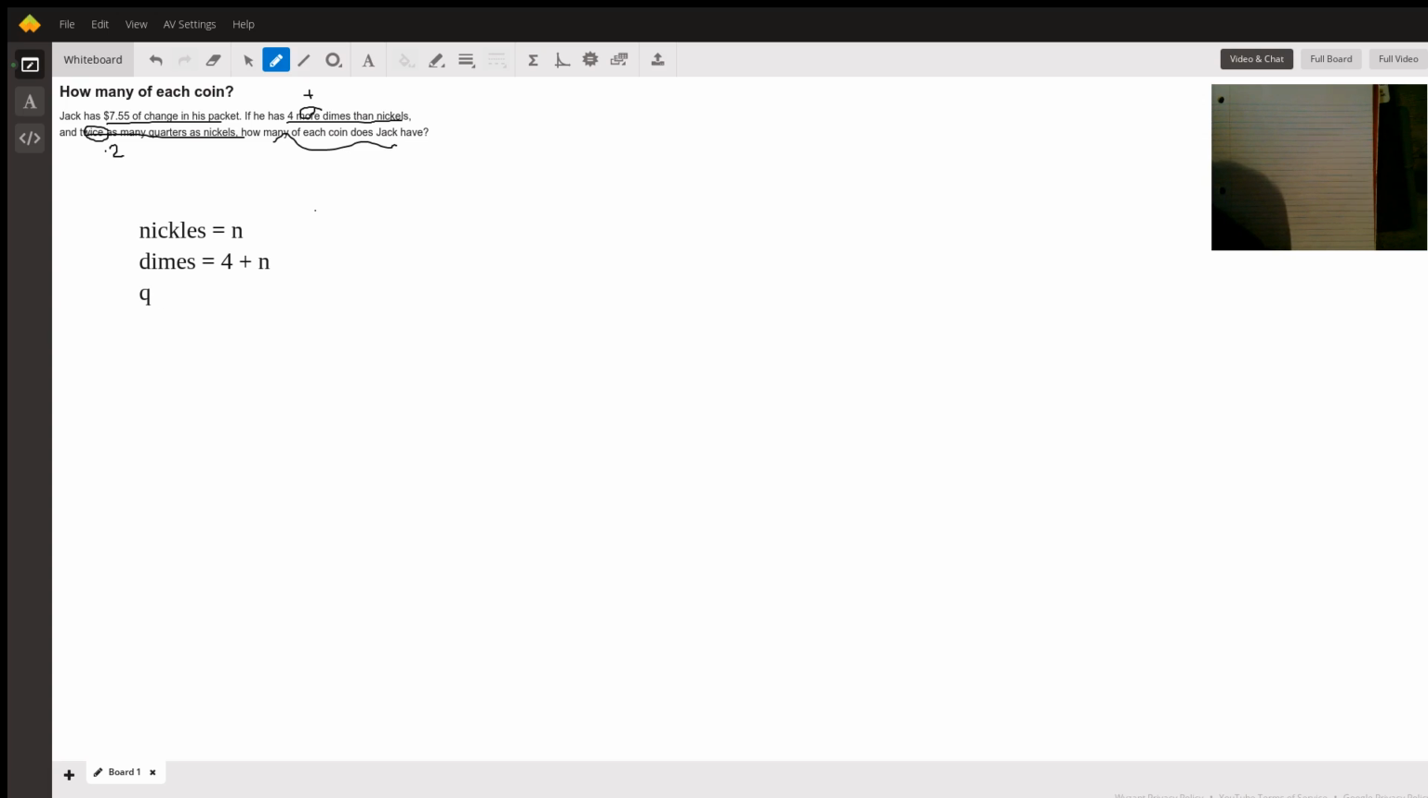And then for the quarters, it's twice as many, well, times 2, so 2 times the number of nickels represents the number of quarters. Now, the one other thing that you do need to add here is that it's talking about money. So I need to represent these expressions also as money, because what this represents is just the number of coins. I know that a nickel is worth 5 cents, so I can multiply this entire thing by 5 cents. A dime is worth 10 cents, so I can multiply this entire expression by 10 cents. And a quarter is worth 25 cents, so I can multiply this entire expression by 25 cents.